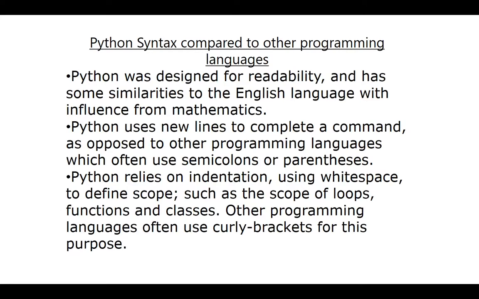Okay, then Python syntax compared to other programming languages. Python was designed for readability and has some similarity to the English language with influence from mathematics. Python uses new lines to complete a command, as opposed to other programming languages which often use semicolons or parentheses. Python relies on indentation. Yeah, you have to get your indentation correct when you're coding in Python. If you don't, you're going to start getting indentation errors. So you have to really know how to use indentation in Python. Python uses white space to define scope, such as the scope of loops, functions, and classes. Other programming languages often use curly brackets for this purpose.